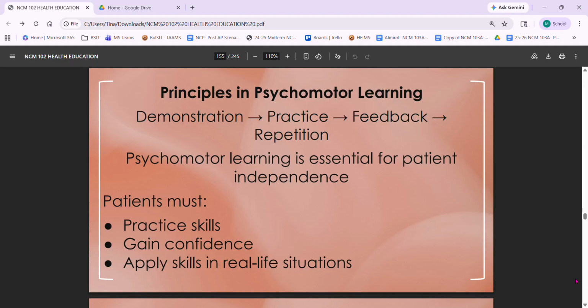So, in terms of your psychomotor learning, the principle applies: demonstration, practice, feedback, and repetition. Psychomotor learning is essential for patients' independence, because we teach so that they become more self-reliant. So, you demonstrate, practice, feedback, repetition. Patient must always practice. When you do it always, you gain confidence. Then you apply the skill in a real-life situation.